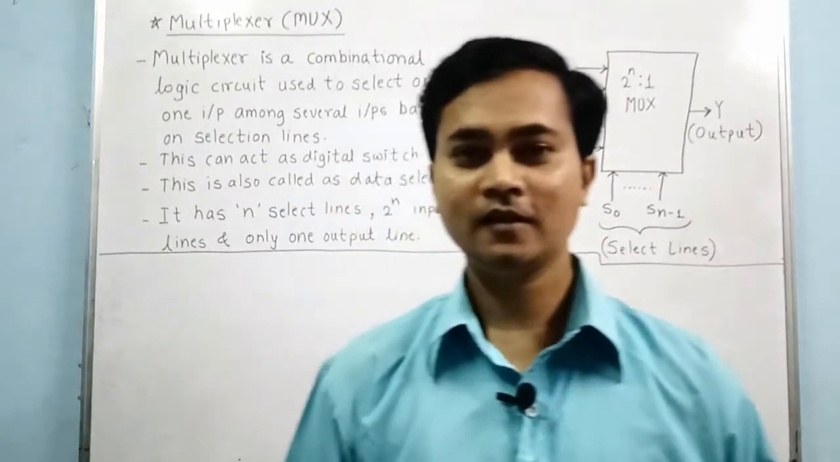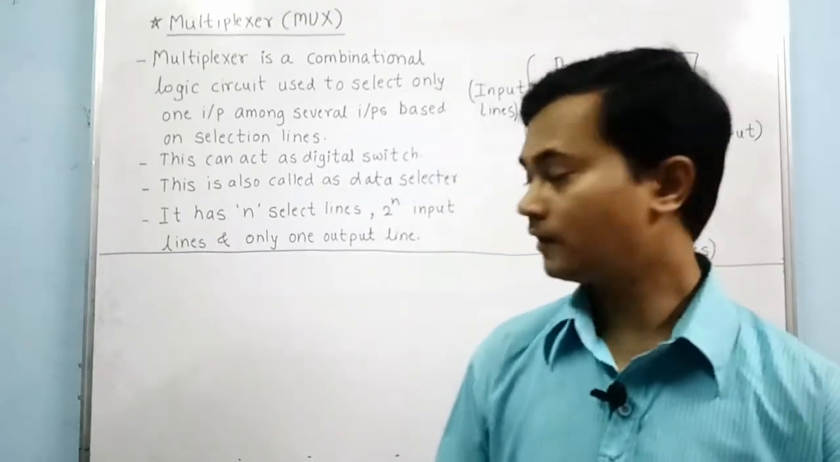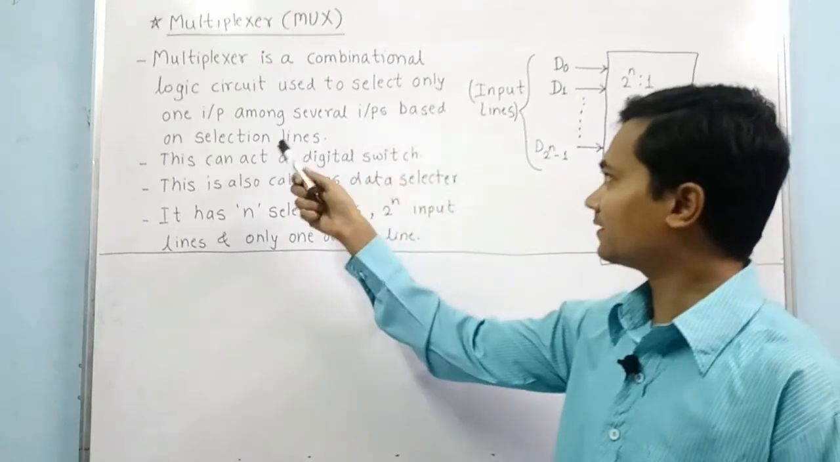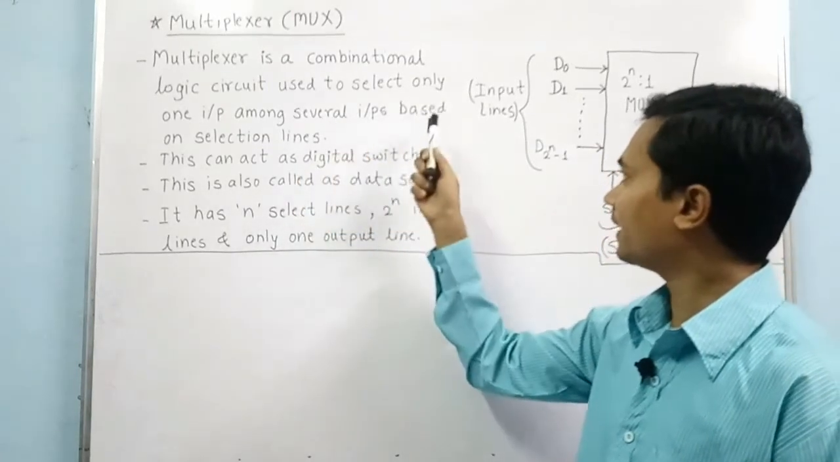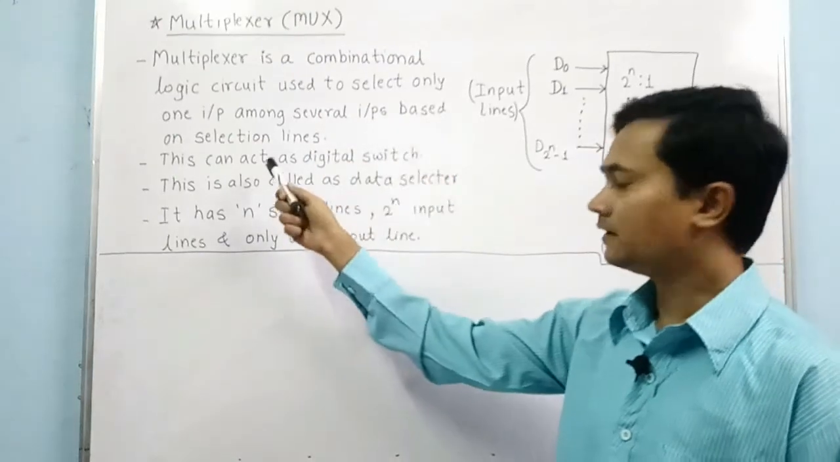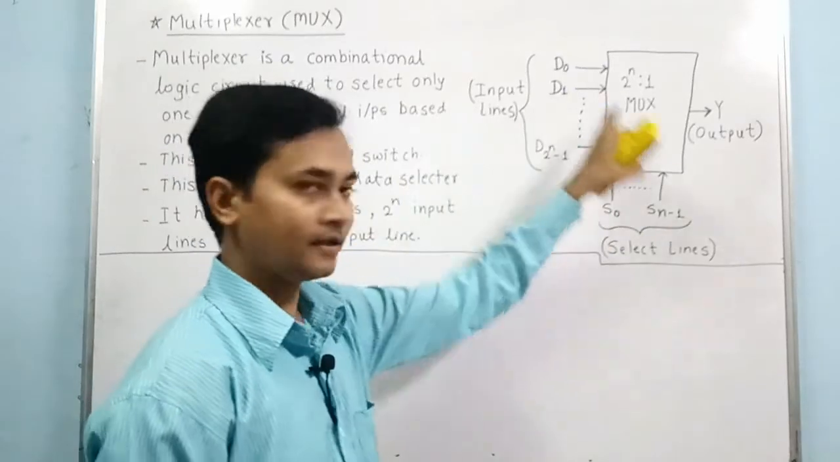Hello everyone. In this video we are going to see the multiplexer. Okay, so let us see the multiplexer. So multiplexer is a combinational logic circuit which is used to select only one input among several inputs based on selection lines. So here you can see the multiplexer symbol.